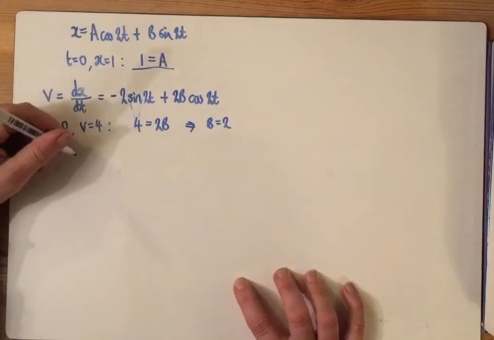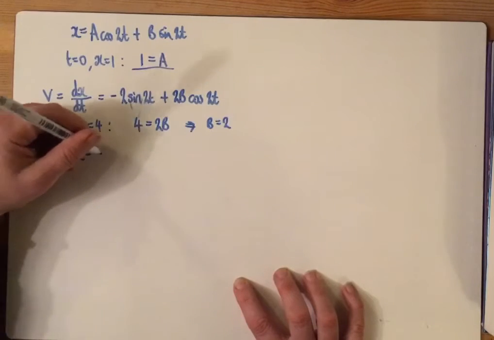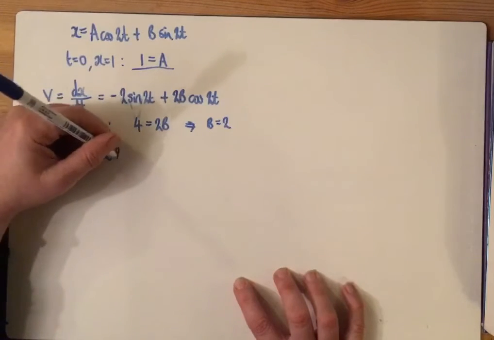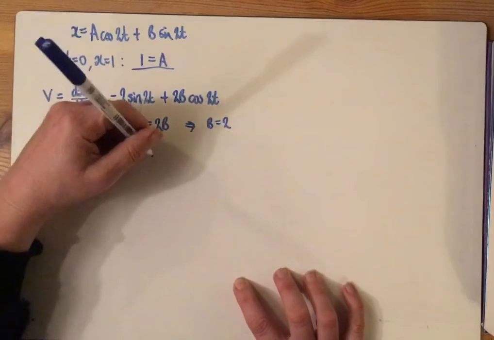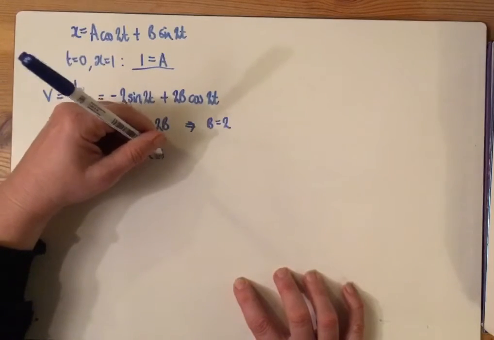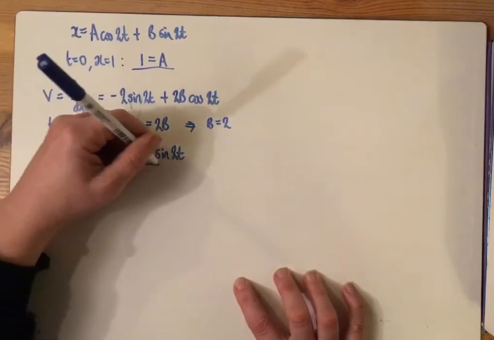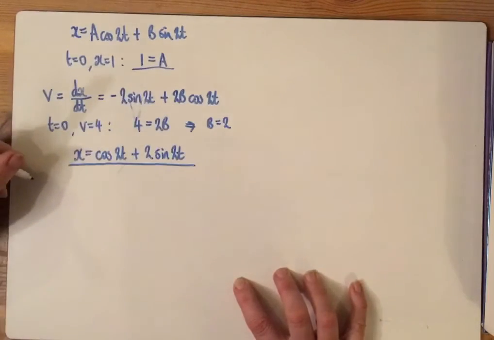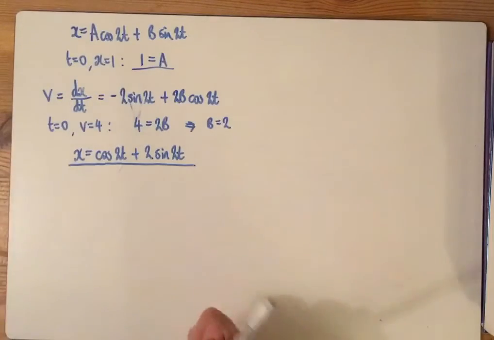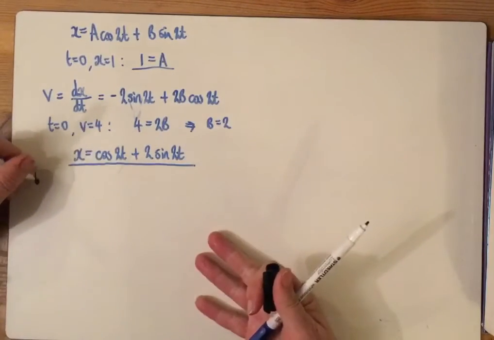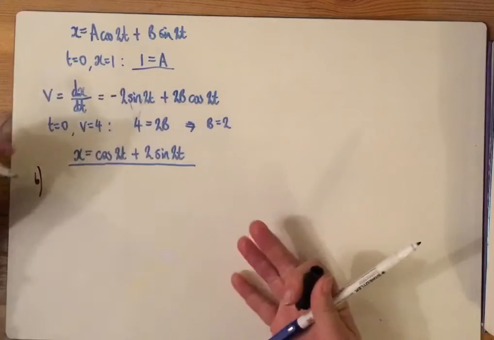Substituting back into here, we've got x is equal to cos 2t plus 2 sin 2t. And then the second part of this question is to determine the maximum displacement, and then this whole equation will start making a bit of sense.